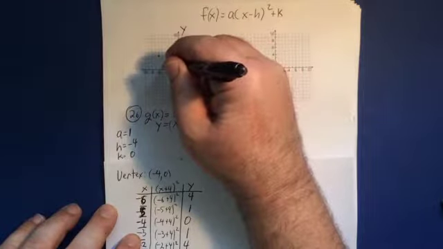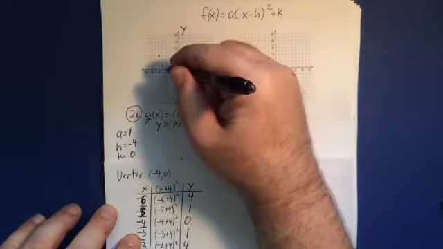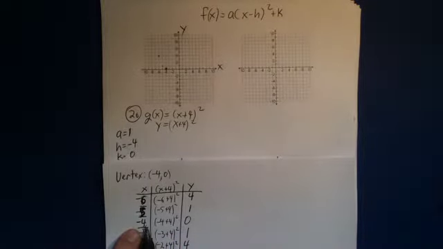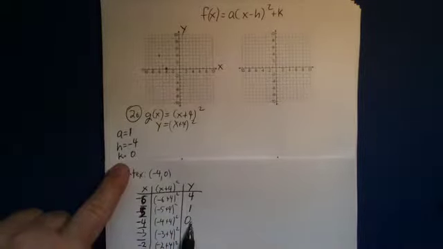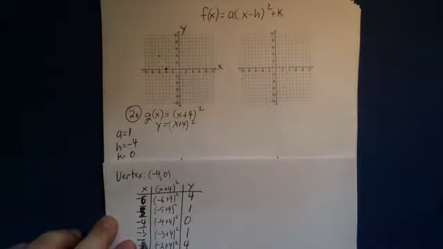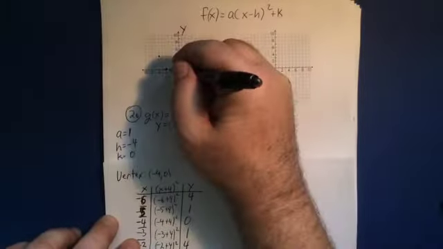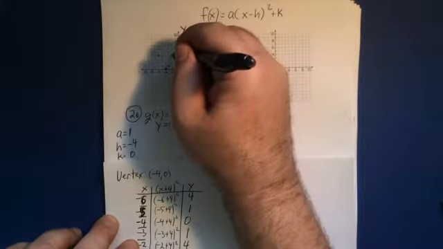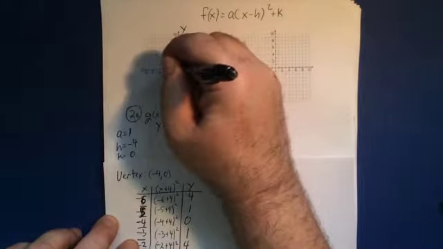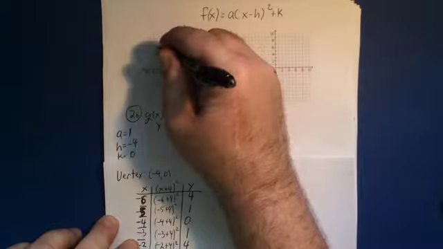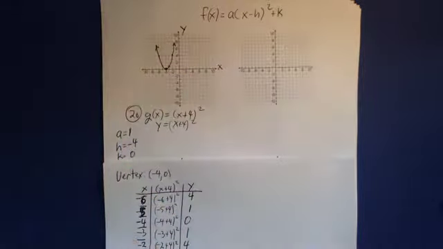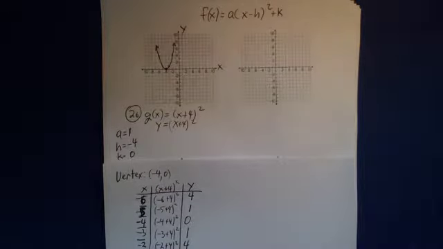Negative 5, 1. Negative 4, 0. And what is this? This is the vertex. Notice that we put negative 4 in, we obtain the same value here. That's no coincidence. That makes perfect sense. Negative 3, 1. And then negative 2, 4. So now we've got this here, and now we have the graph of our parabola, as was indicated.